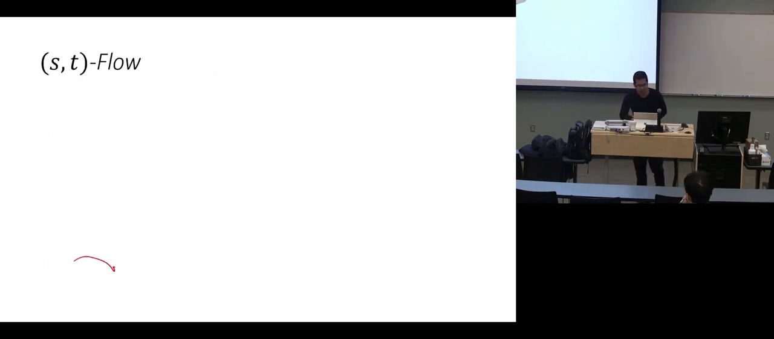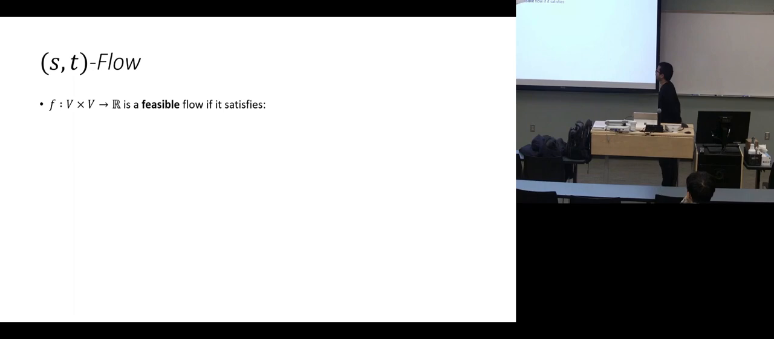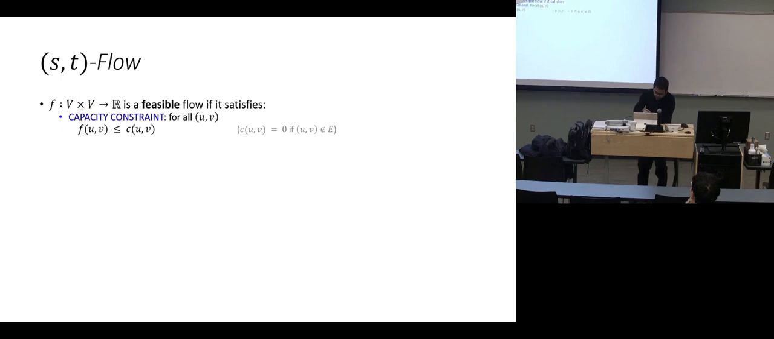But let me now tell you in a more formal, mathematical way what an ST flow is. You can think of the flow as an assignment, where you assign a value to each pair of nodes. For each pair of nodes, you assign some number to it. We're going to say that this flow is feasible if it satisfies the following. The first thing is that for any pair of nodes, you need to respect the capacity. You cannot send flow on that edge by more than the capacity. And if there is no edge between U and V, the capacity is just 0.